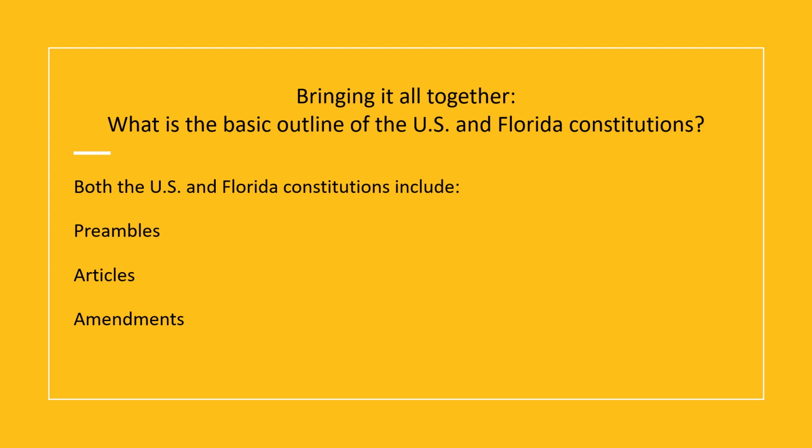There are far more articles in the Florida Constitution than there are in the U.S. Constitution. The U.S. Constitution has 7 articles, and each article focuses on a specific branch of government or a specific element of the government process, such as how to amend the Constitution.